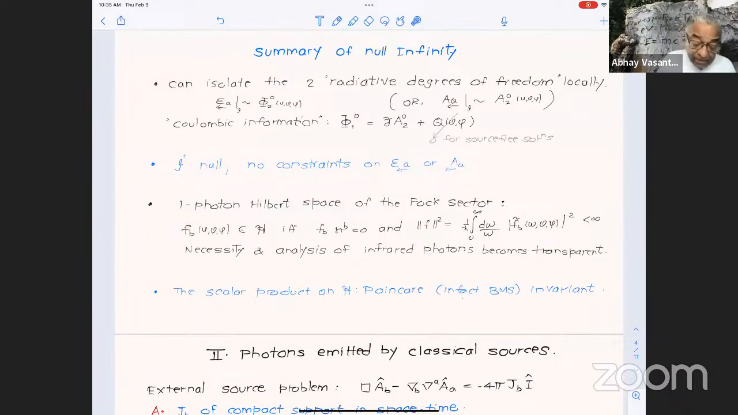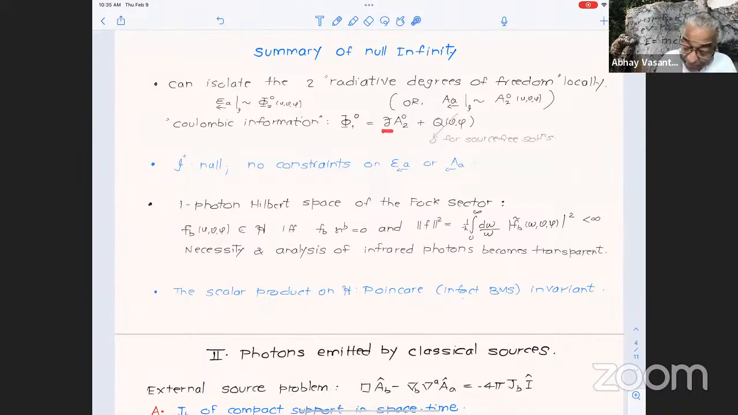So, summary of null infinity: we can isolate the 2 degrees of freedom locally. They can be thought of as living in this one form E_A, which is just equal to F_AB, the Maxwell tensor, multiplied by the null normal to scri. Or you can think of it as a pullback of the potential, or the same information is contained in A_2. So this is a complex scalar, and this is a vector with only 2 components, and the same thing here. The Coulombic information is contained in another two real functions or one complex function.